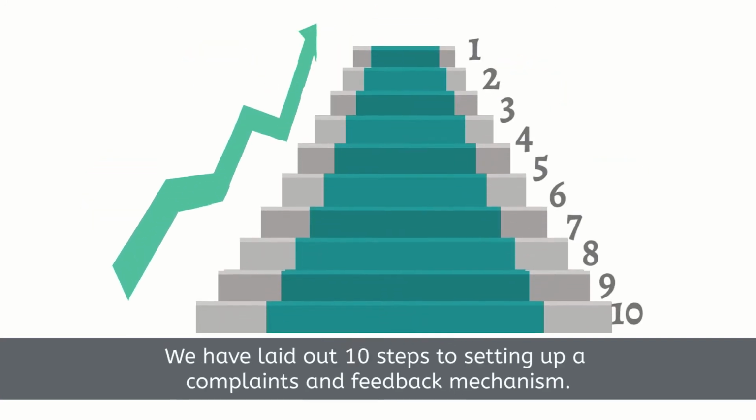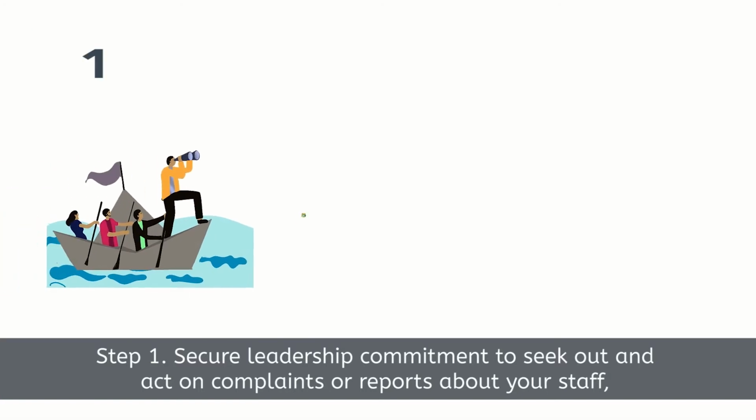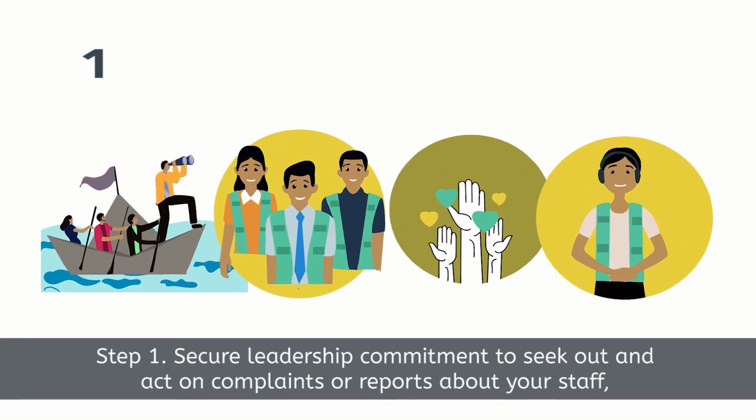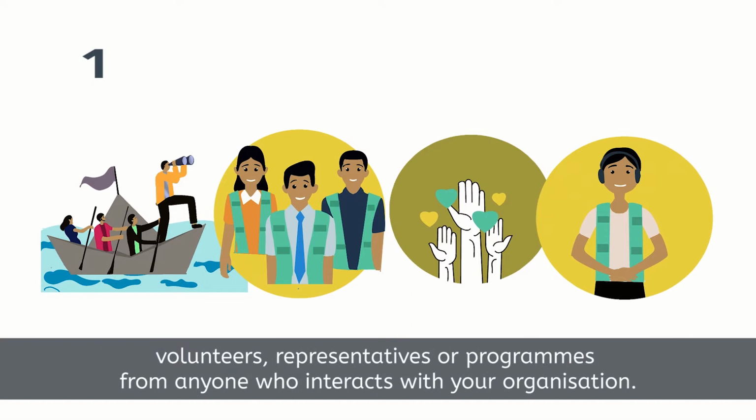We have laid out 10 steps to setting up a complaints and feedback mechanism. Step 1. Secure leadership commitment to seek out and act on complaints or reports about your staff, volunteers, representatives, or programs from anyone who interacts with your organization.